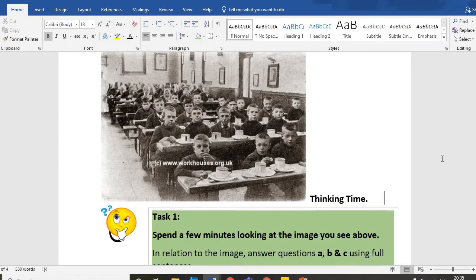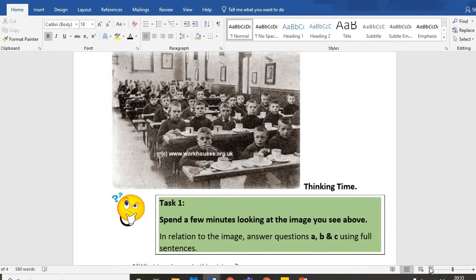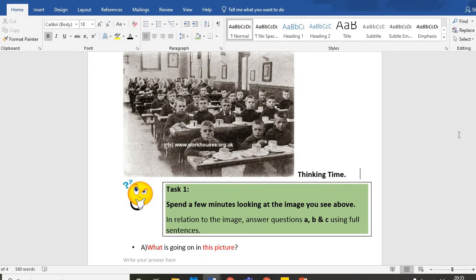Okay, so your first task is to look at the picture that you see above here. So we have a picture of some boys and they're sitting somewhere and doing something. I don't want to give you too much information because I think you'll be able to work it out quite easily. And also you've got quite a lot of knowledge about what might be going on in this picture already.